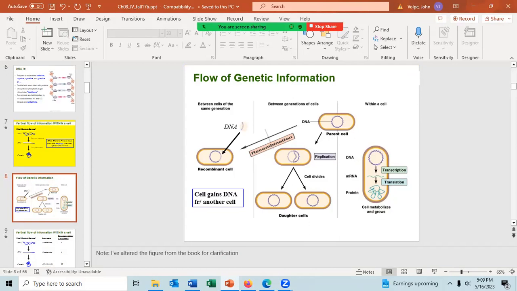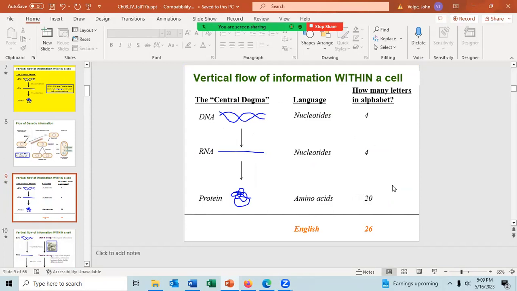Let me go on with that. And that is the DNA encodes the information in the language of nucleotides. There are four different nucleotides or four different letters in the DNA. And the information in the RNA is also stored in nucleotides. And there's four different letters or four different nucleotides in RNA. And then the information is translated into amino acids. And so that would be the language for protein.